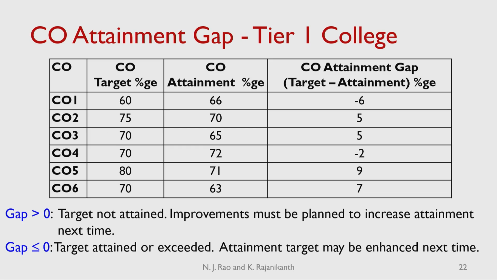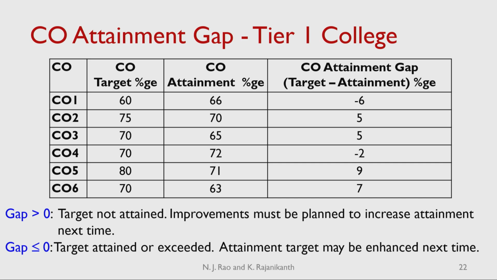Now the final step is to determine the attainment gap. For each CO we have set a target. Now we have computed the attainment, so we can determine the gaps. For CO1, the target that we set was 60%, the attainment is 66%. That means the attainment is more than the target. So the gap is negative. Target minus attainment, if we take, this is minus 6%, which means that when the gap is less than or equal to 0, target is attained or exceeded.